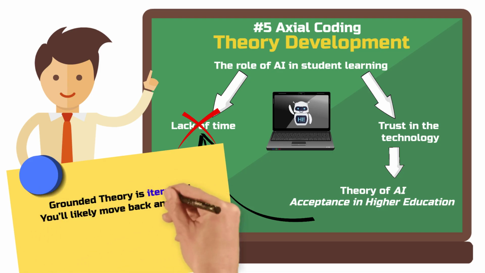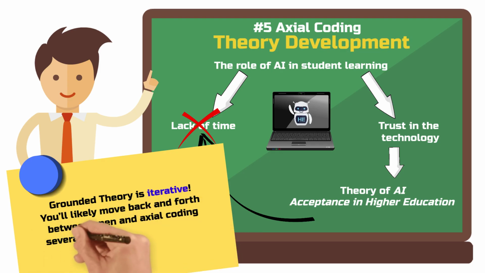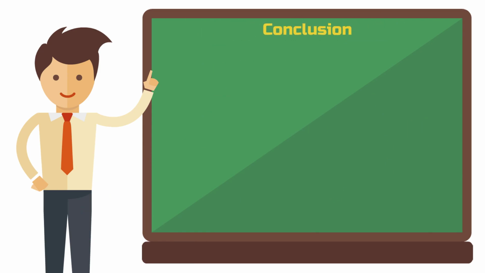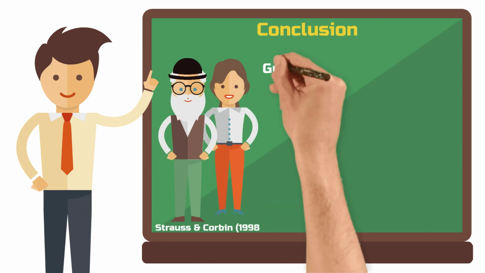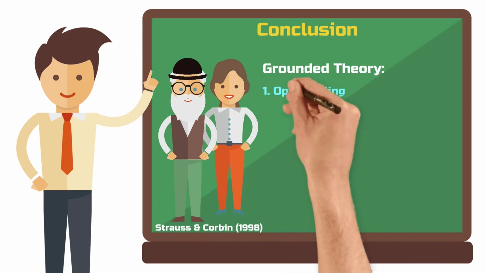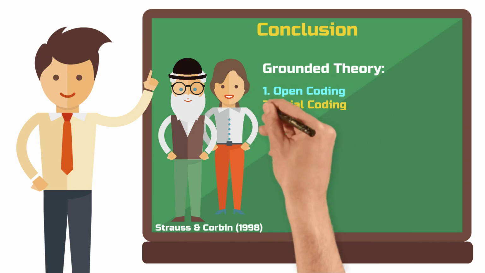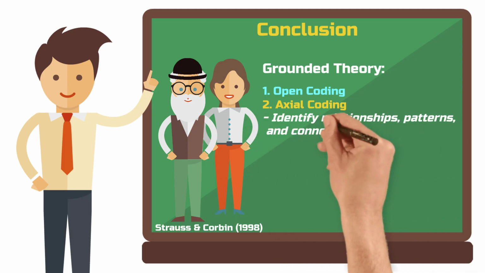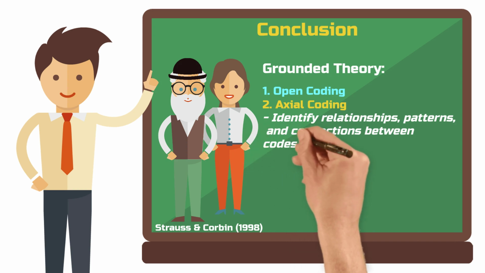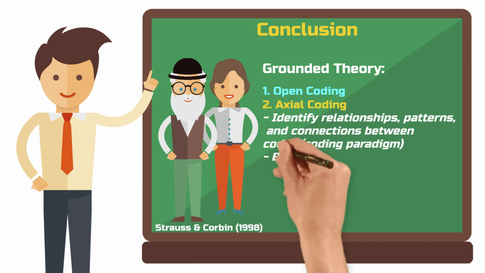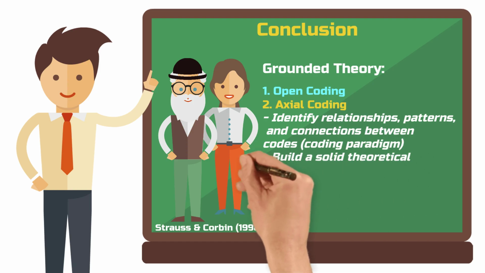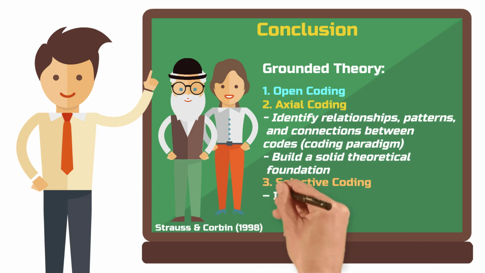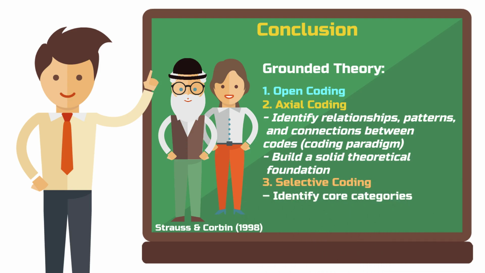You'll likely move back and forth between open and axial coding several times before developing a robust theoretical model. Conclusion: axial coding is central to grounded theory, enabling you to understand relationships between categories. By systematically applying Strauss and Corbin's coding paradigm, you can uncover patterns and connections in your data, laying a solid theoretical foundation. Once you've mastered axial coding, you can tackle selective coding, the final step where you identify core categories and further develop your theory.